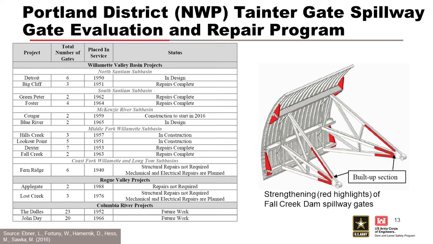And this picture on the right shows Fall Creek, some modifications. And this is a pretty similar, common modification to these radial gates: add stiffener plates, add plates on the existing members to reinforce those strut arms. And you can see that's towards the end where the trunnion is, and that's where you get those moments. So it really helps strengthen those members. And in this case, shown in red are some other braces that were determined to be needed for this gate.